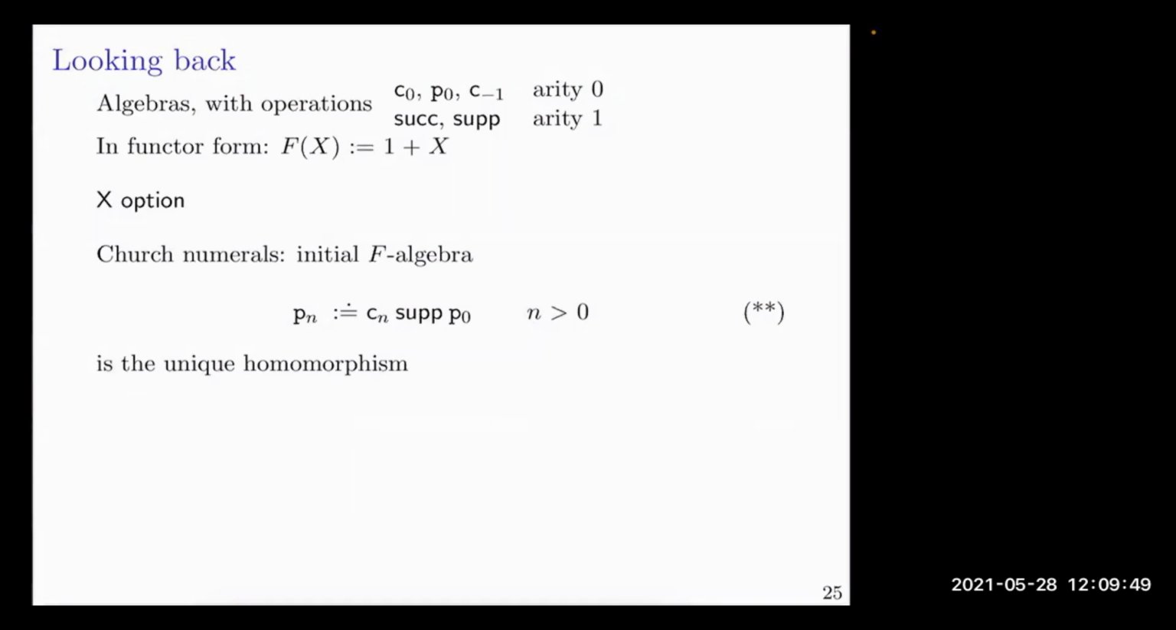Well, you can encode the signature. The signature has two operations, one with arity 1 and another with arity 0. And this is the standard encoding of the signature in terms of a functor. So several operations are added with plus, and then arity 0 is going to be 1, arity 1 will be X, and arity 2 will be X times X, etc. Right. Yeah.